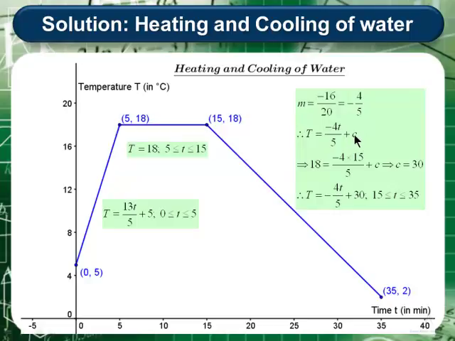So we still need to find the value of c, so I've substituted in the values 15 and 18 for t and capital T and small t respectively. You could have used this point here at the bottom as well. And then from that we find that c is equal to 30. See, if you go up here, it seems that it should cut somewhere there at 30.